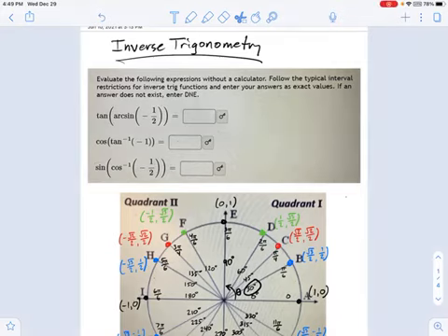Now we're asked to evaluate some composite trig functions. In other words, we're doing first the inverse sine of something and then taking the tangent of the result. So this does have some usefulness as you get into other areas of mathematics. And let's just go through this right now.